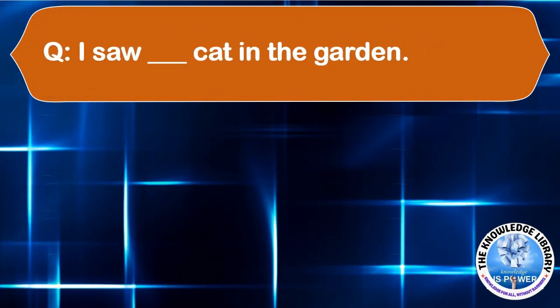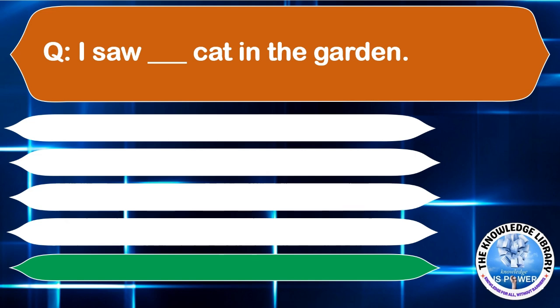The first question is: I saw dash cat in the garden. Option A, a. Option B, an. Option C, the. Option D, no article. The correct answer is option A. Moving to the next question.